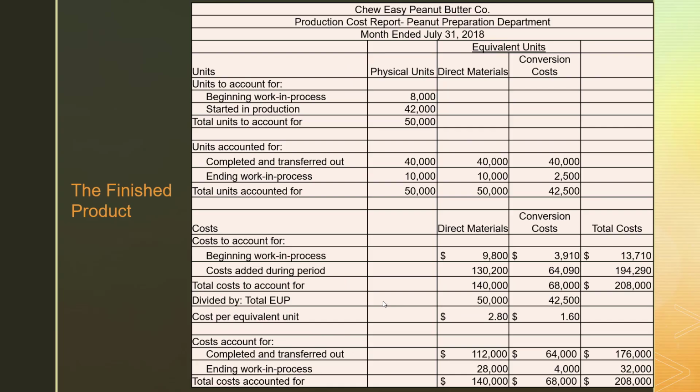But in total, there is our finished product one more time. We have all of the information that the peanut preparation department needs for its PCR, information that can be passed further down the line as we continue to account for the manufacturing costs of Chew Easy turning raw peanuts into finished packaged peanut butter.